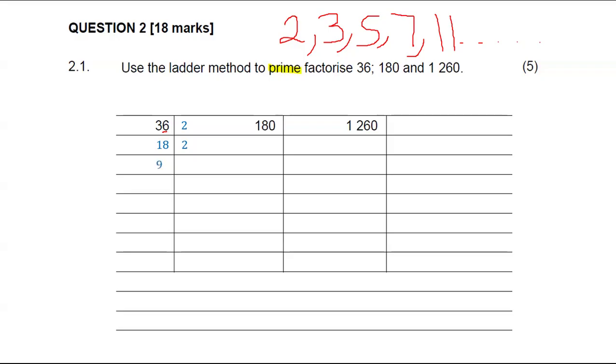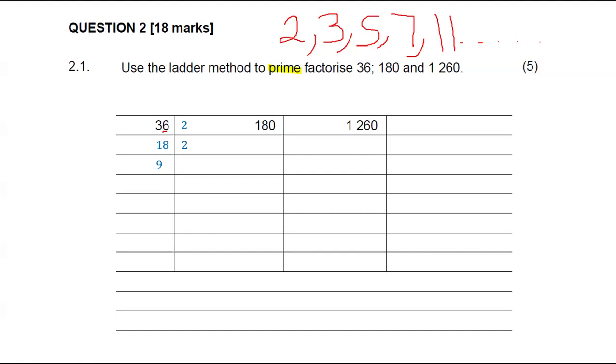Now I can't use 2 anymore. You always start with the lowest, guys. When I mark, I see mistakes everywhere. It's because people don't listen. You start with the lowest prime. In that way, you will not make mistakes.